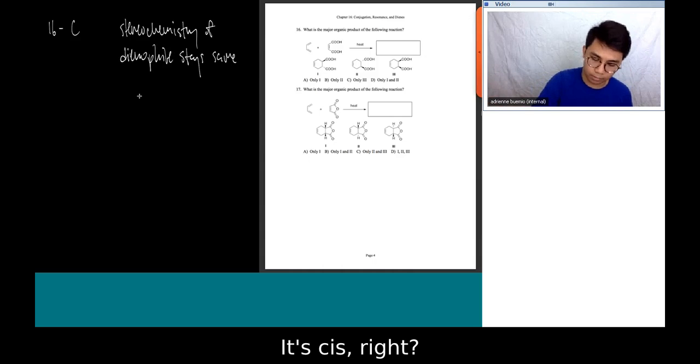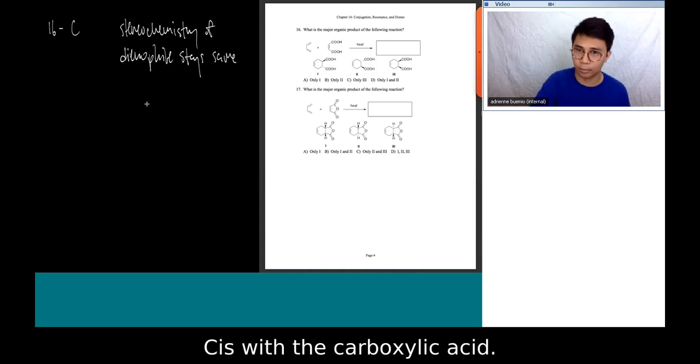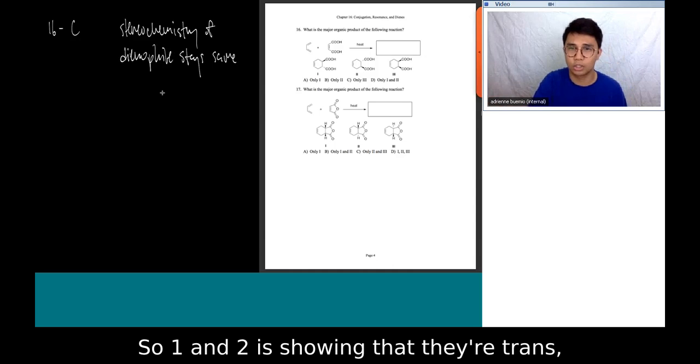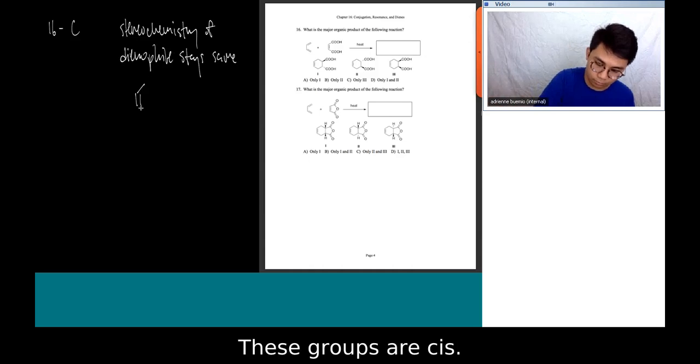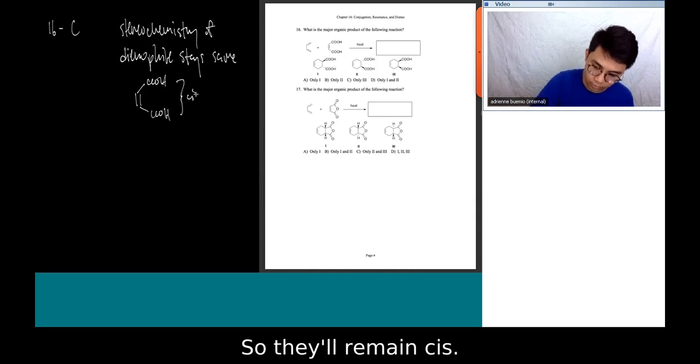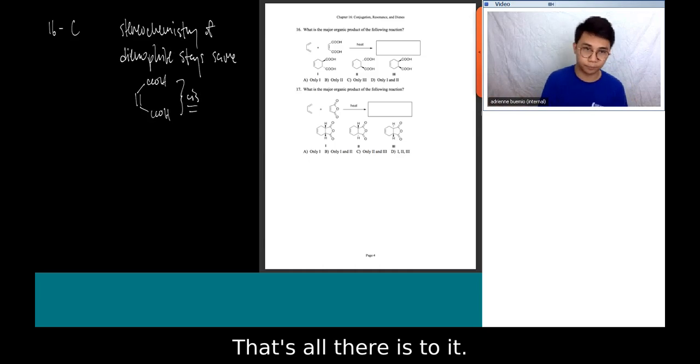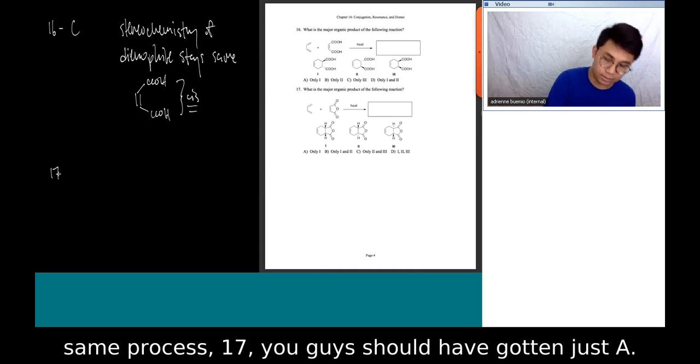It's cis, right? Cis with the carboxylic acid. So 1 and 2 is showing that they're trans, but 3 is saying that they're cis, right? These groups are cis, so they'll remain cis, right? That's all there is to it. And then same thing with 17, same concept.